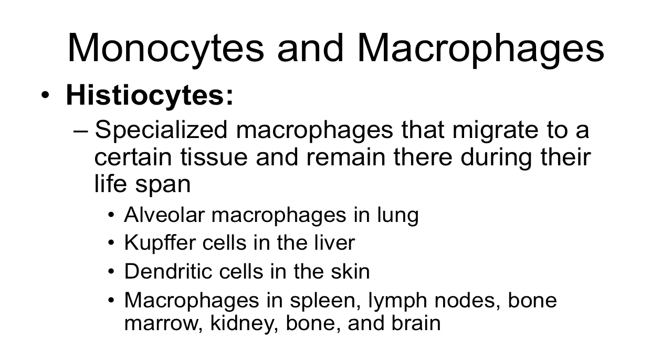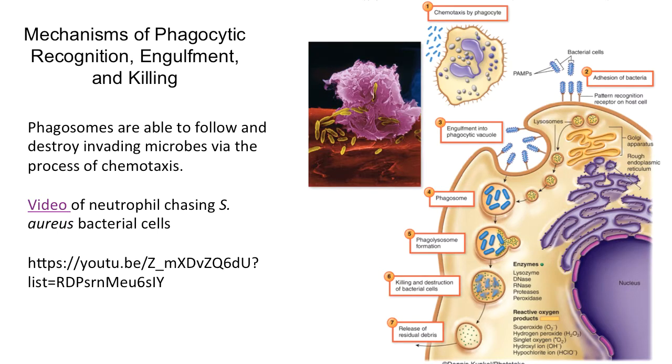Some of the ones that we've mentioned include alveolar macrophages in the lung, Kupffer cells in the liver, dendritic cells in the skin, and macrophages in all the immune tissues of the spleen, lymph nodes, bone marrow, kidney, and bone, and the microglia of the brain in particular. The following slide is going to look at the process of phagocytic recognition, engulfment, and killing.